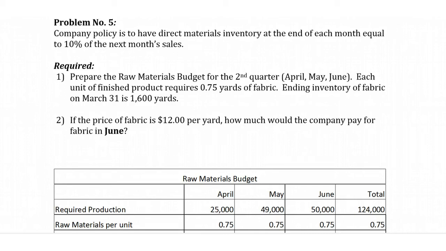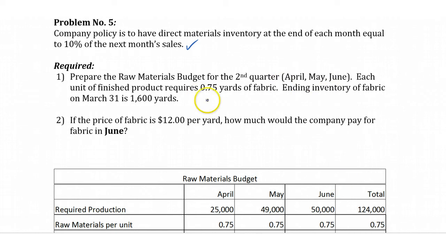All right, problem number 5. This is asking us to prepare a direct materials budget or raw materials budget. It seems like your book and this practice exam use those terms interchangeably. So we have our policy here. That's a little bit confusing. I'm going to tell you about that in a second. So anyway, we want to prepare the budget for the second quarter, April, May, and June.